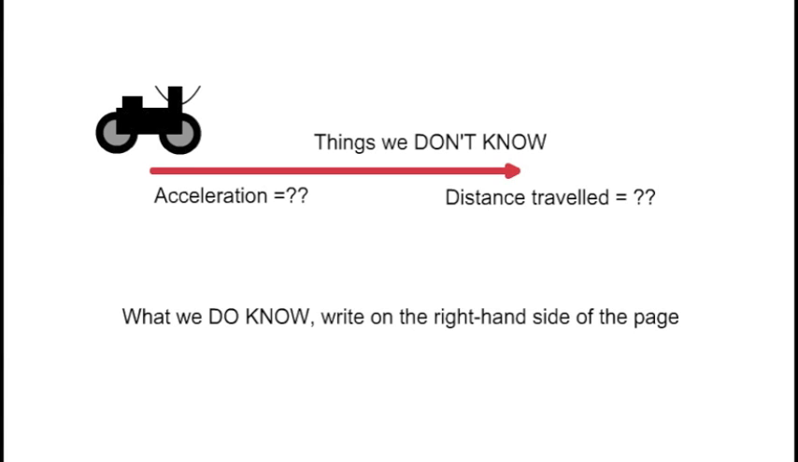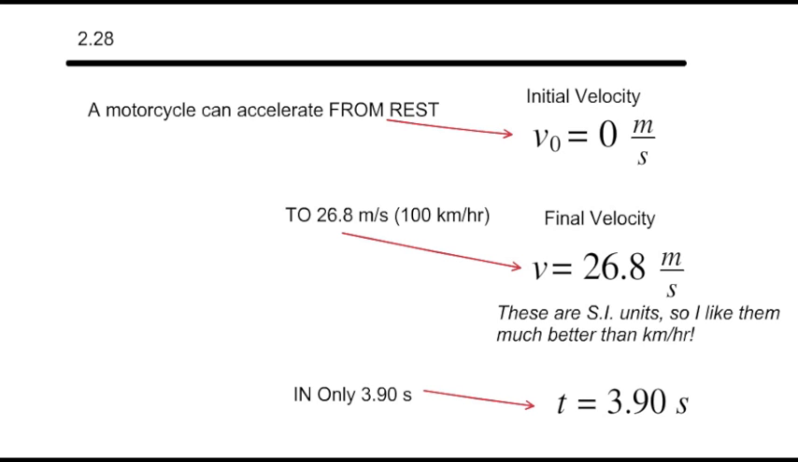So first we should figure out what we know and don't know. What we don't know is the acceleration or the distance traveled, but we do know some stuff, and we're going to write that on the right-hand side of the page. A motorcycle can accelerate from rest, so our initial velocity is zero meters per second. It's going to accelerate to 26.8 meters per second, or 100 kilometers per hour, and that's my final velocity, v equals 26.8 meters per second. I'm going to pick meters per second because those are SI units, and whenever I can, I want to use SI units. I also know the time, which is 3.90 seconds, and I'm going to keep those on the right-hand side.